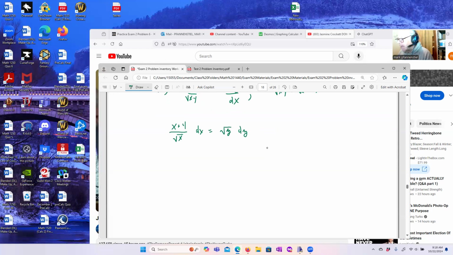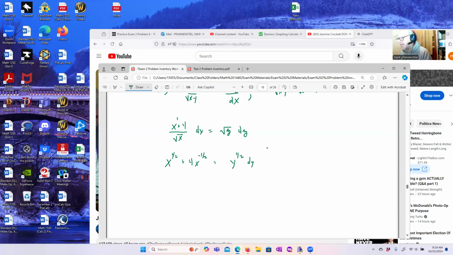Now, we have exponent rules we have to deal with here. So this is going to be x to the 1/2. This is x to the 1. This is the minus 1/2 over here. So when I go ahead and combine them, we end up with x to the 1/2 plus 4x to the negative 1/2 is equal to y to the 1/2 dy.